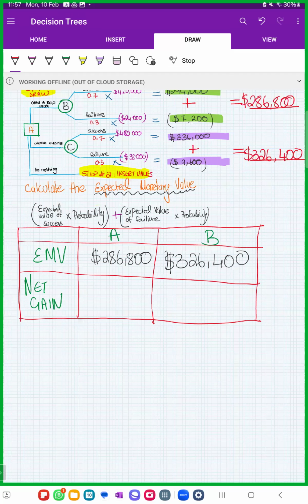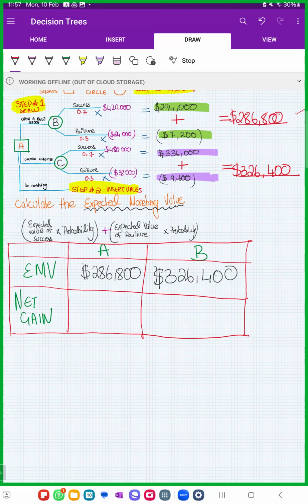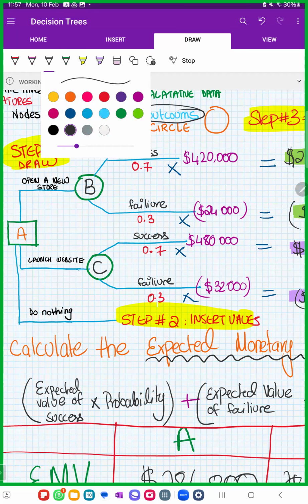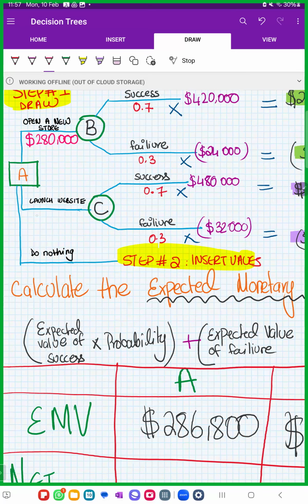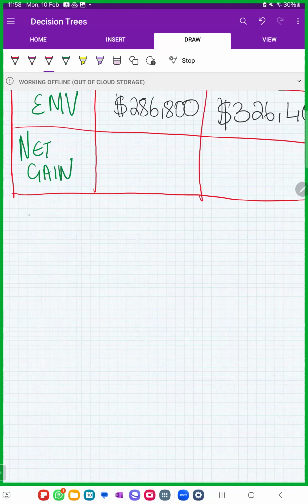Now, net gain is super easy, okay? In your exam, you will also be given how much the company is investing for each project. If they decide to open a new store, you will be given how much money they will be investing, and you will write the investment over here. Let's say they will be investing $280,000. If they launch the website, they will be investing $190,000.